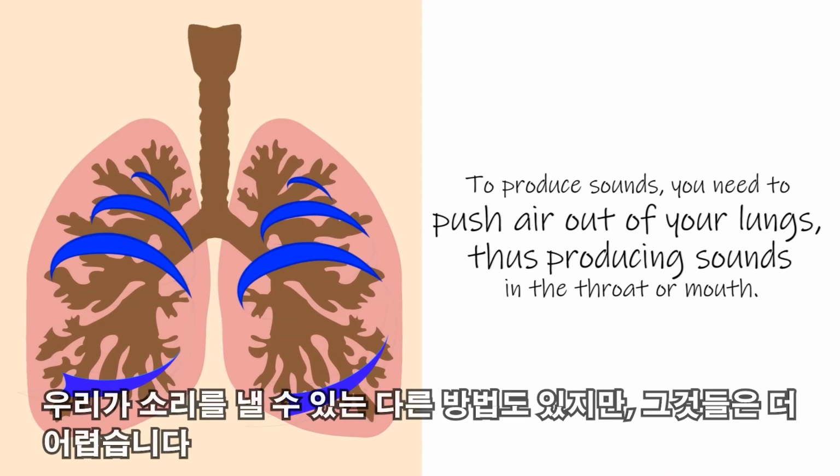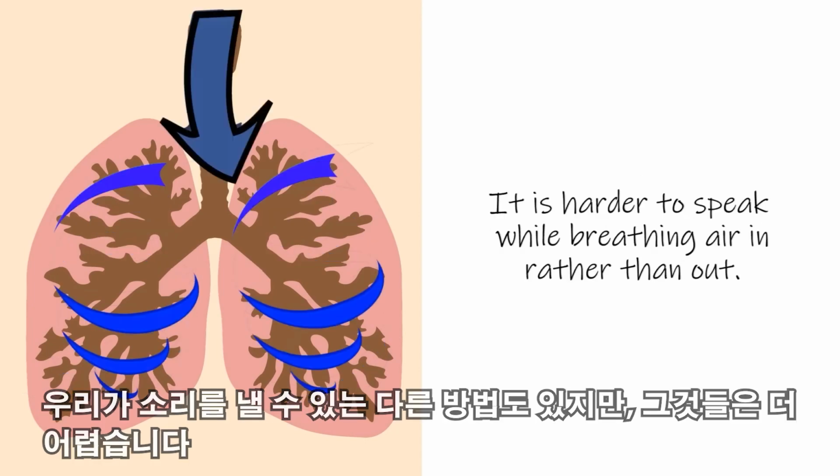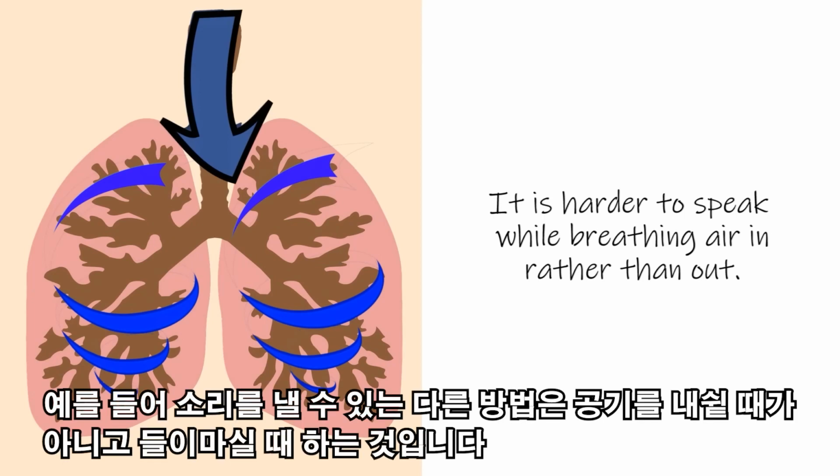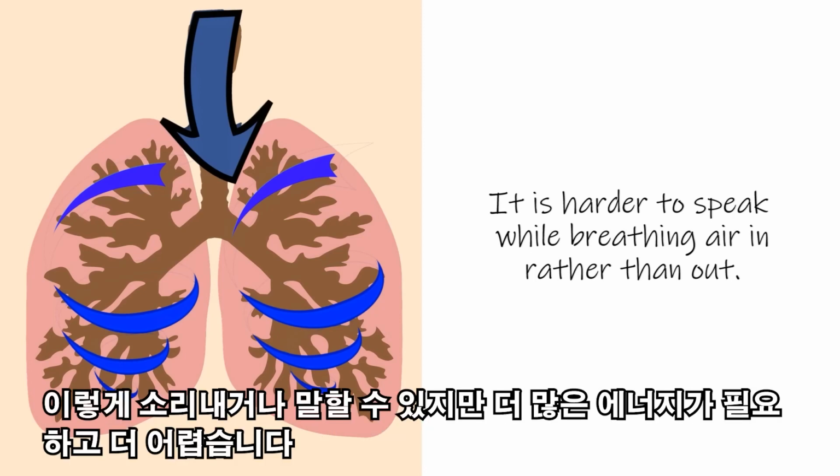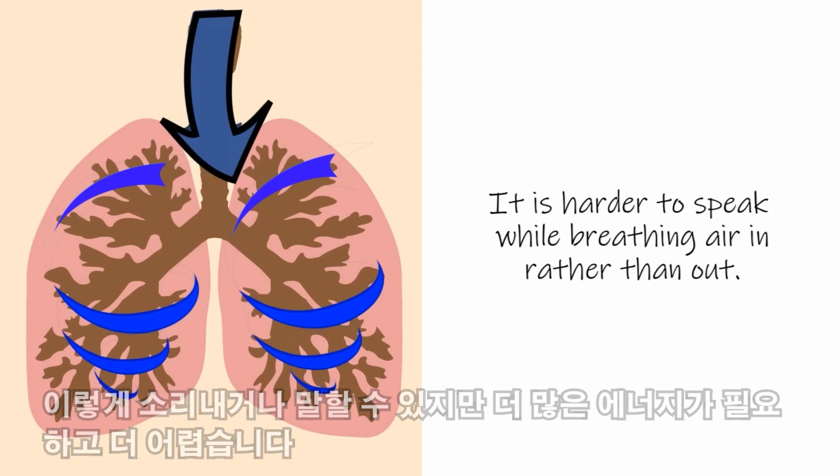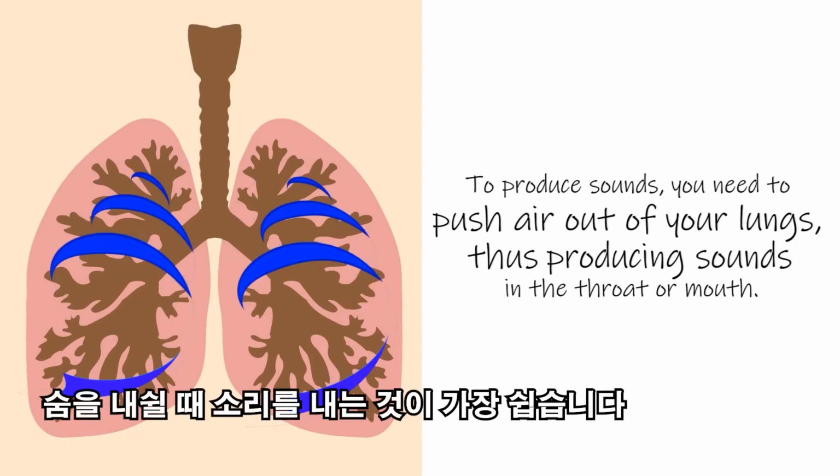So there are other ways in which we can produce sounds, but those are harder. For example, one way with which you can make sounds is to breathe air in rather than out. For example, I can say, or I can say, but it takes more energy. It's more difficult. The easiest one is just to push air out.